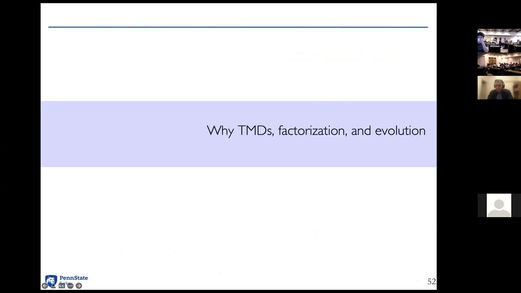Now, for the last few minutes, I wanted to speak about why TMDs, factorization and evolution, and then go into my Mathematica notebooks. I think it's a very good point to stop for 5 minutes or so and reconvene. So are there any questions so far?